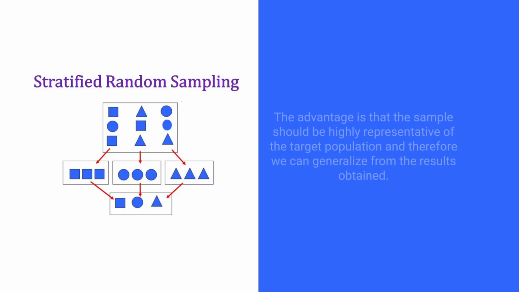If you see this stratified random sampling, the advantage is that the sample should be highly representative of the target population, and therefore we can generalize from the results obtained. So whatever results come, it's quite generic in nature. Because you are going to have a representation from each group, and each group is getting a weightage, there is no chance that any of the groups or colors or classes will be eliminated.